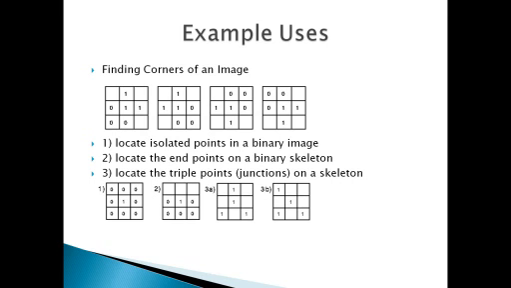located in position 2, or picture 2. And to find the triple points or junctions on a skeleton, 3A and 3B might be useful definitions of your structuring elements.